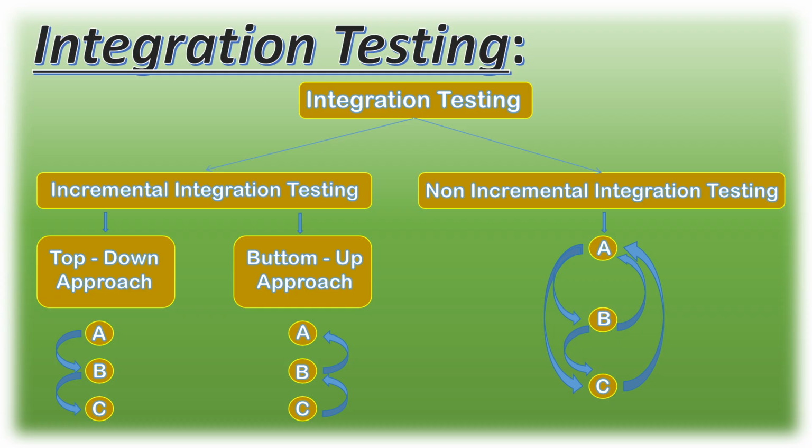So in incremental integration testing, again it is divided into two parts. First one is top-down approach and second one is bottom-up approach. That means here you can see in the diagram I have mentioned some modules, for example, module A, module B, module C. In the top-down approach you can see from top to bottom we are going.